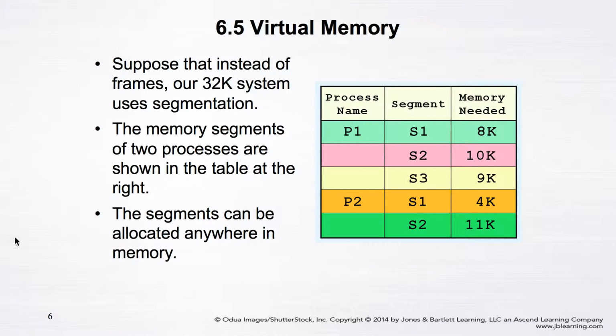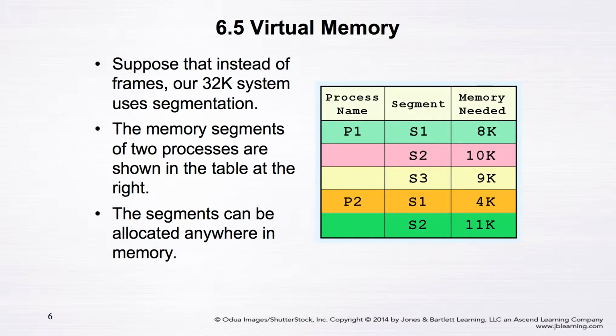On the other hand, now we assume that instead of frames, our 32 kilobyte system uses segmentation. The memory segments of 2 processes are shown in the table right here. We have processes P1 and P2. P1 has segments S1 to S3, with memory needs of 8 kilobytes, 10 kilobytes, and 9 kilobytes. For P2, we have 2 segments, S1 and S2, of 4 kilobytes and 11 kilobytes. The key thing is that a segment can be allocated anywhere in the memory.